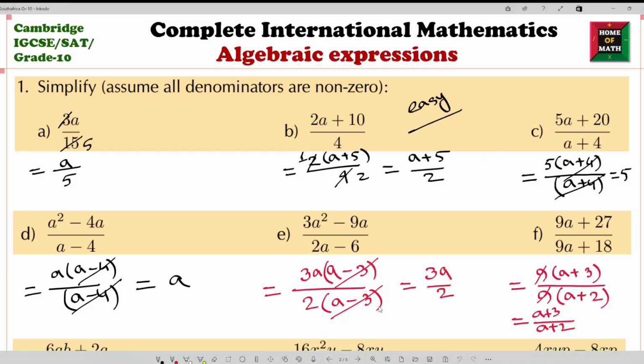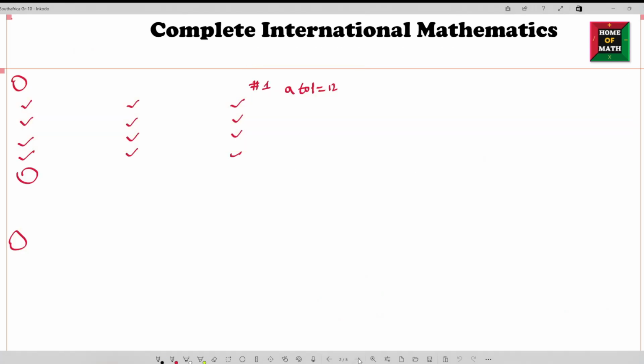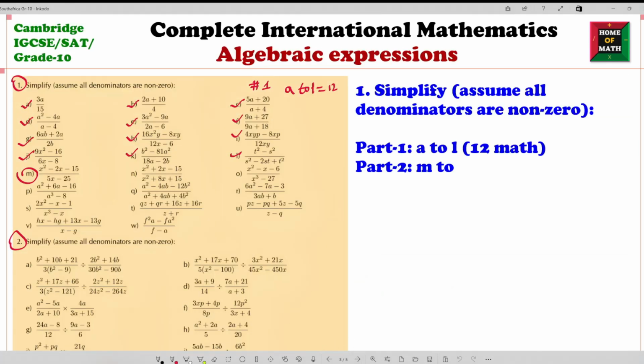In this video we will simplify some expressions. Last video, part 1, we completed A to L, around 12 problems. In this part we will start from M, and let's see how many problems we can complete in this video. Let's start.